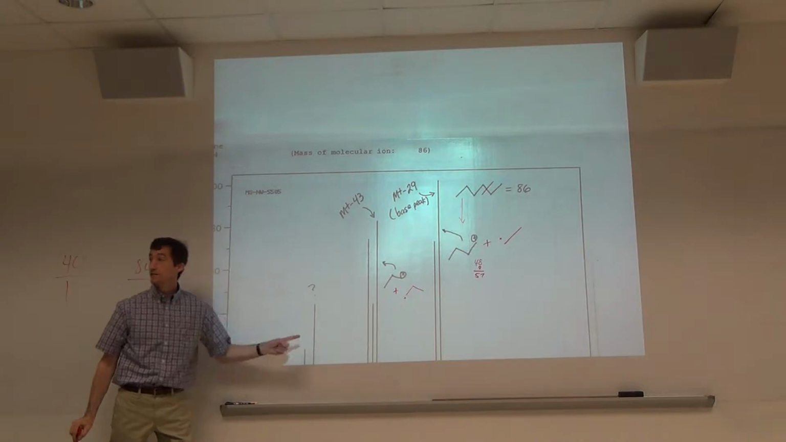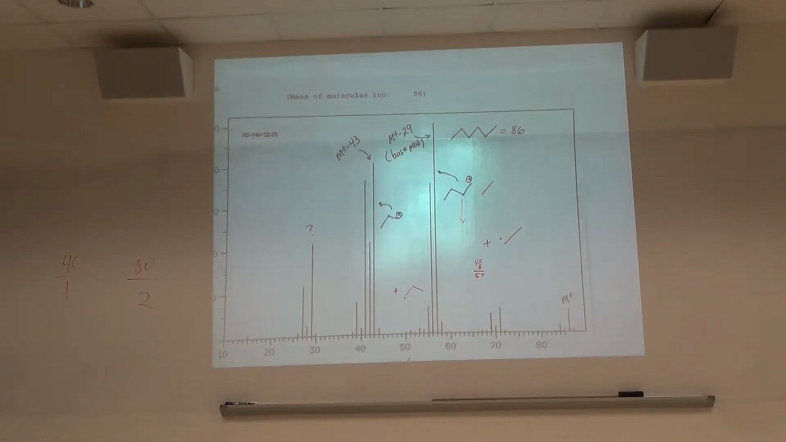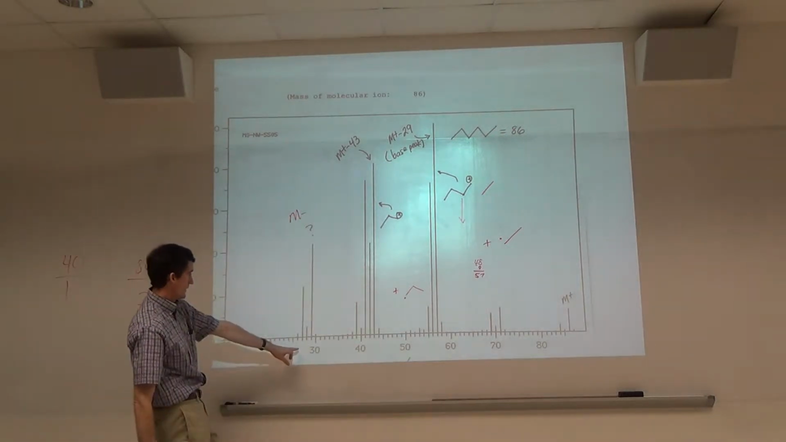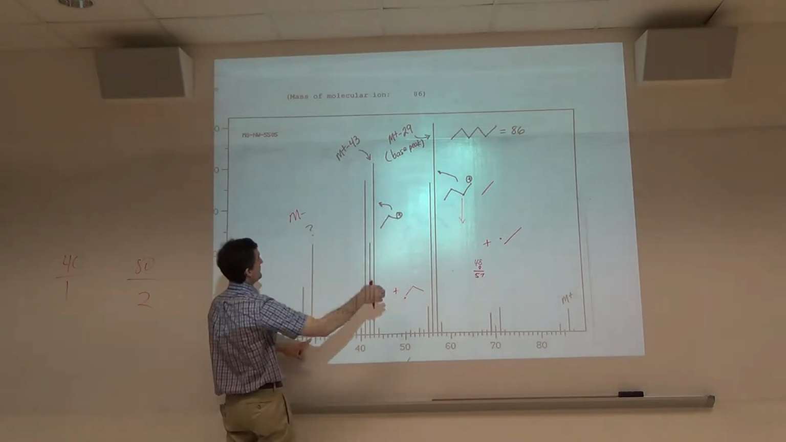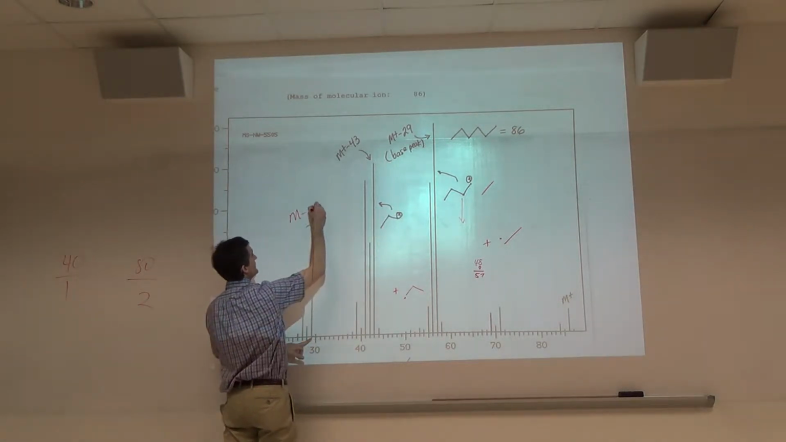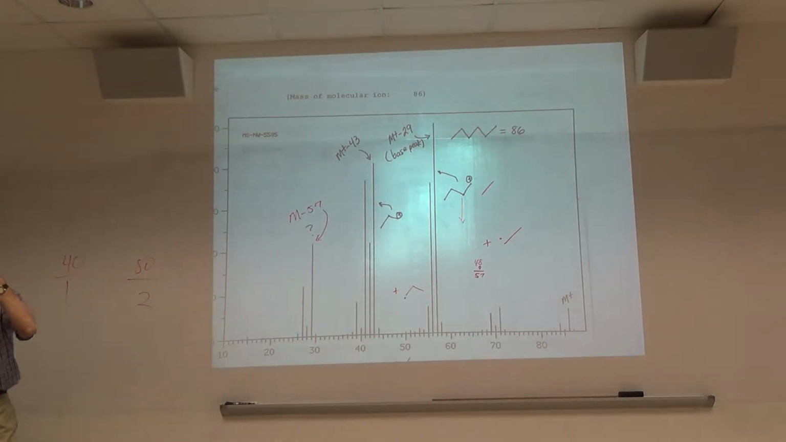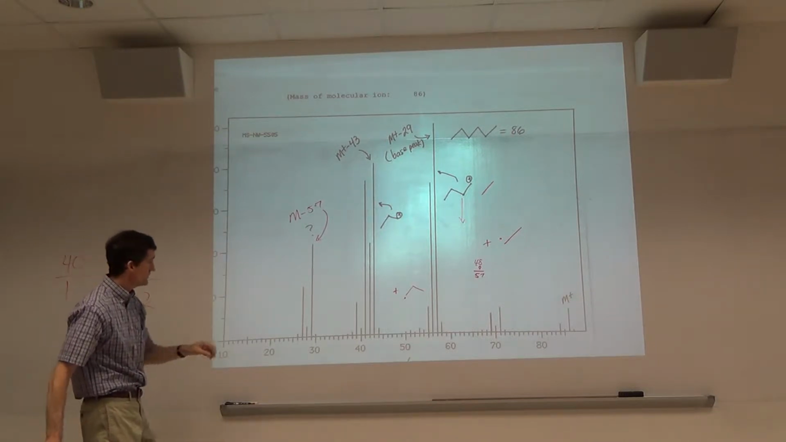What is this down here? Apparently, I don't know what it is. How much has it lost? This is M minus what? Well, that's 29, so it would be 57, right? M minus 57? It lost 57. How could it lose 57? Well, 29.